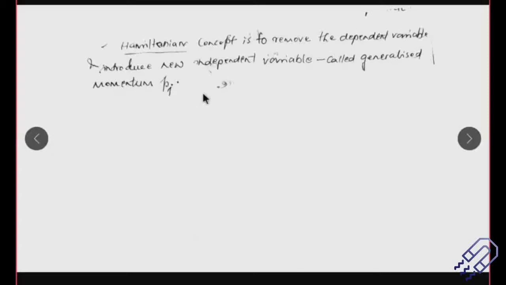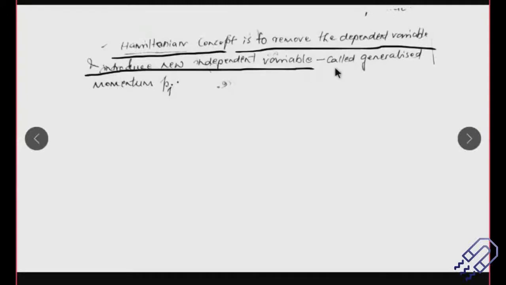So Hamiltonian is again a concept, and it is basically used to remove the dependent variable Qj dot. Qj dot is the generalized velocity, and it will be dependent on Qj. But if you consider momentum, that may or may not depend on Qj. The momentum might be in a different direction altogether. So that is why a new concept is introduced in Hamiltonian, and what we do is we introduce a new independent variable and we call it the generalized momentum, and we represent it as Pj.